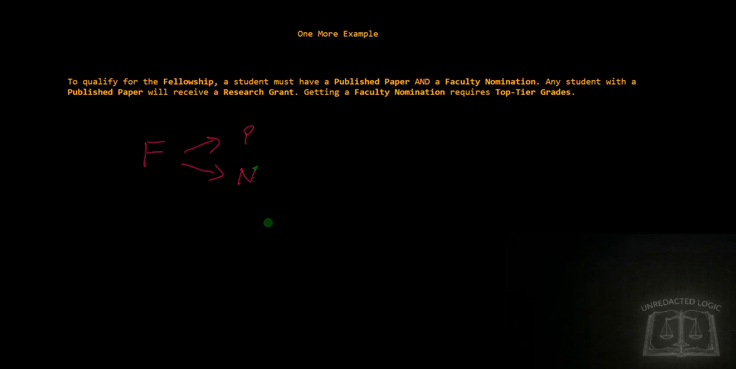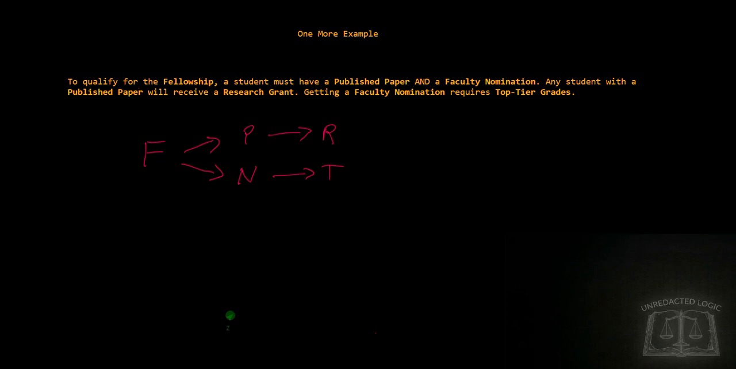Any student with a published paper will receive a research grant. R stands for research grant. Getting a faculty nomination requires top-tier grades. T for top-tier grades. This is very interesting because diagramming the and in the necessary with 2 arrows allows us to continue to connect the variables in our chain.